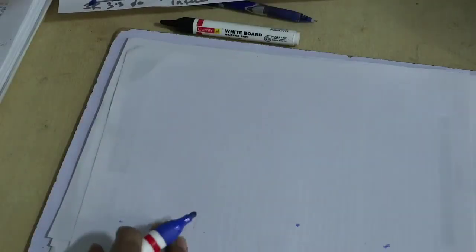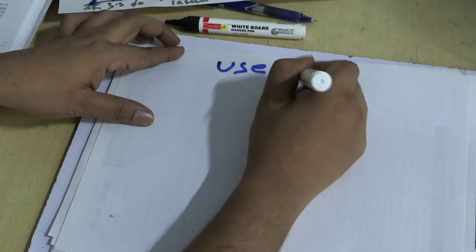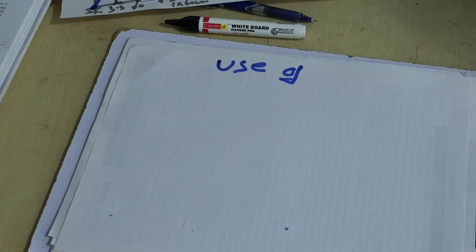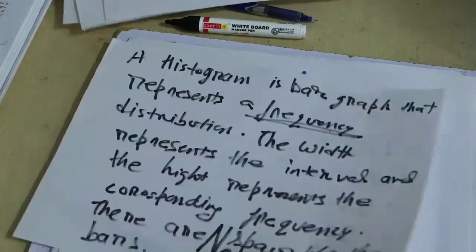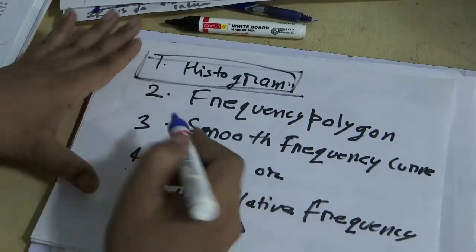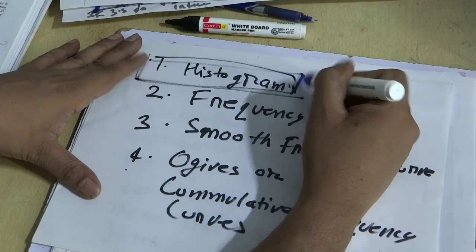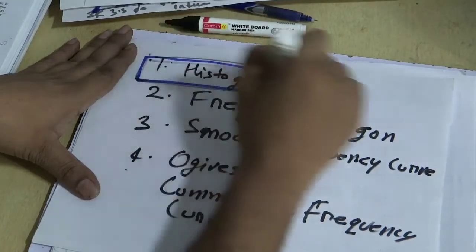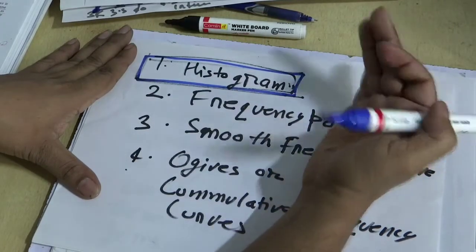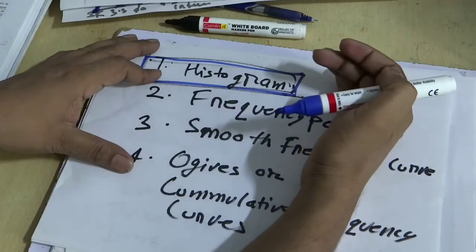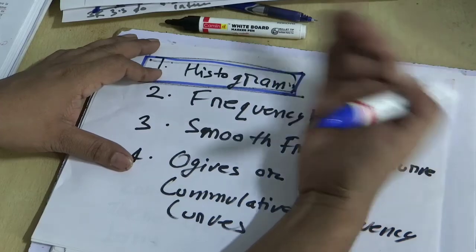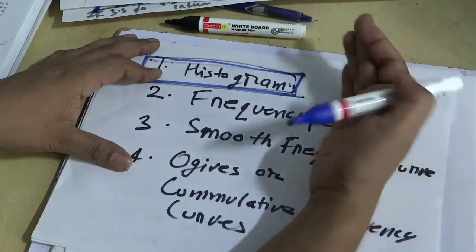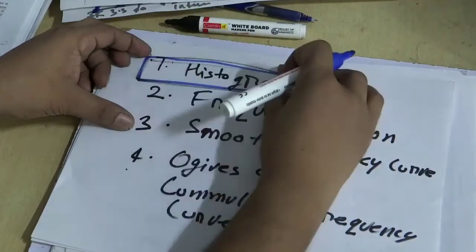Now come to the next. So first you have to draw the histogram, and there are three ways to draw the histogram. I mean, three kinds of data you may have. The first is where the class interval is equal, like 10 to 20, 20 to 30, 30 to 40, 40 to 50, 50 to 60, like this. That is an equal class interval.